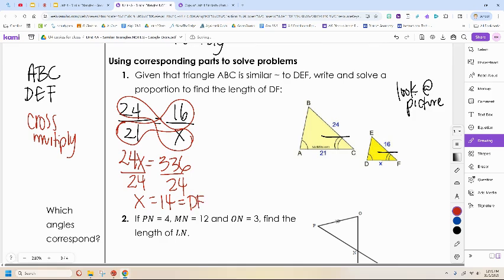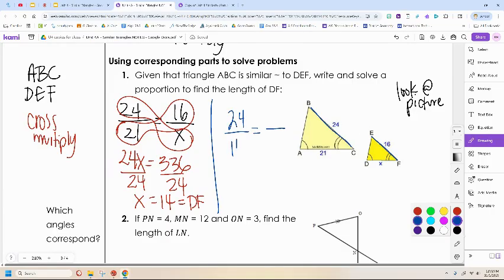So that is one way to do it. I'm just going to show you a second proportion that would work. So once again, just starting off with fraction bar equals fraction bar. If I want to look at corresponding sides, I would see 24 over 16 and then 21 over x.